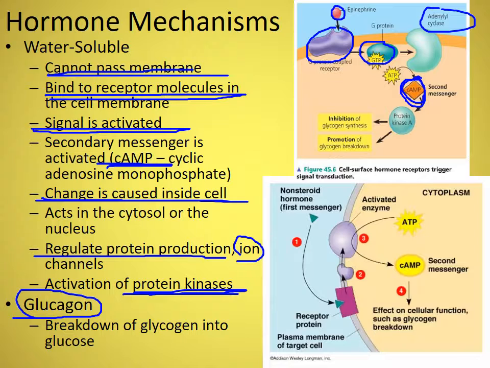And this obviously occurs when blood glucose levels are down. Maybe we haven't eaten a meal for quite some time. So our blood glucose levels have dropped, stimulating the production of glucagon. Glucagon will activate a cell by telling that cell that it needs to start breaking down glucose and releasing it into the bloodstream.